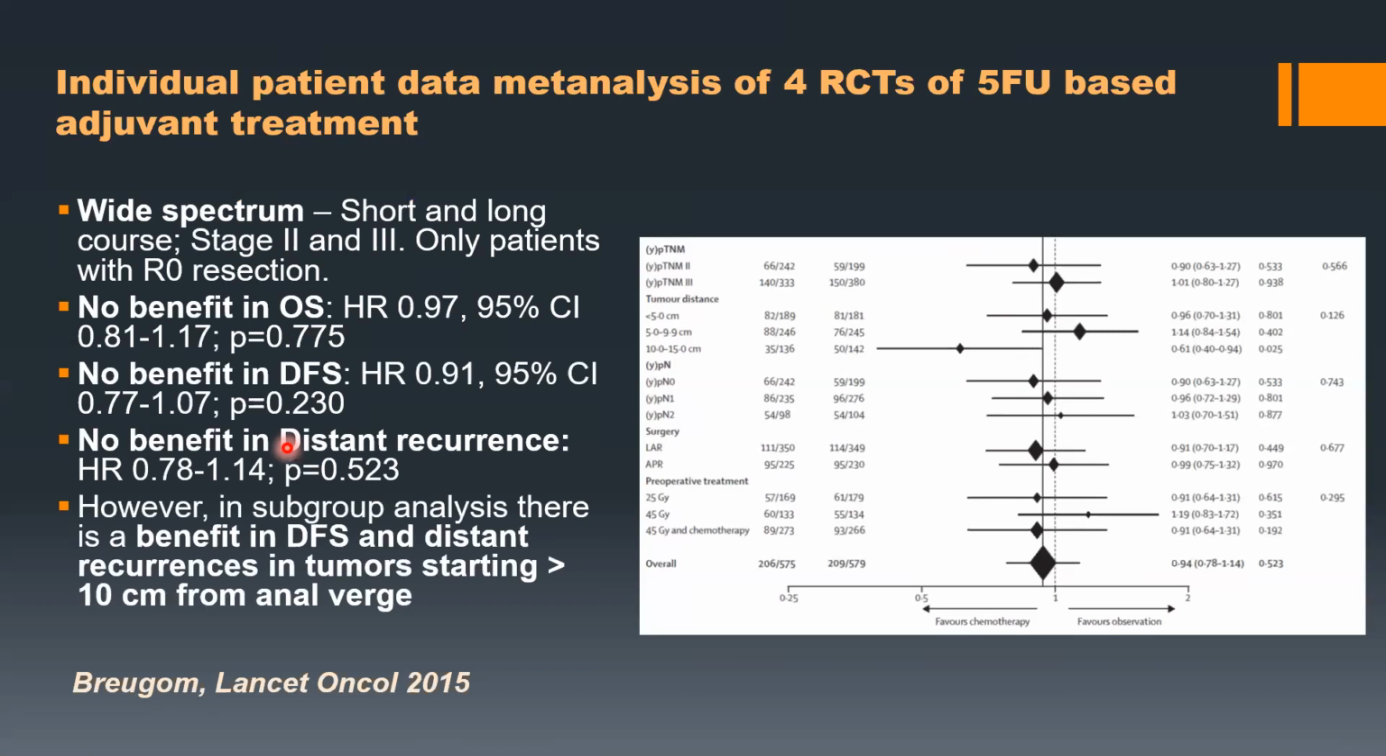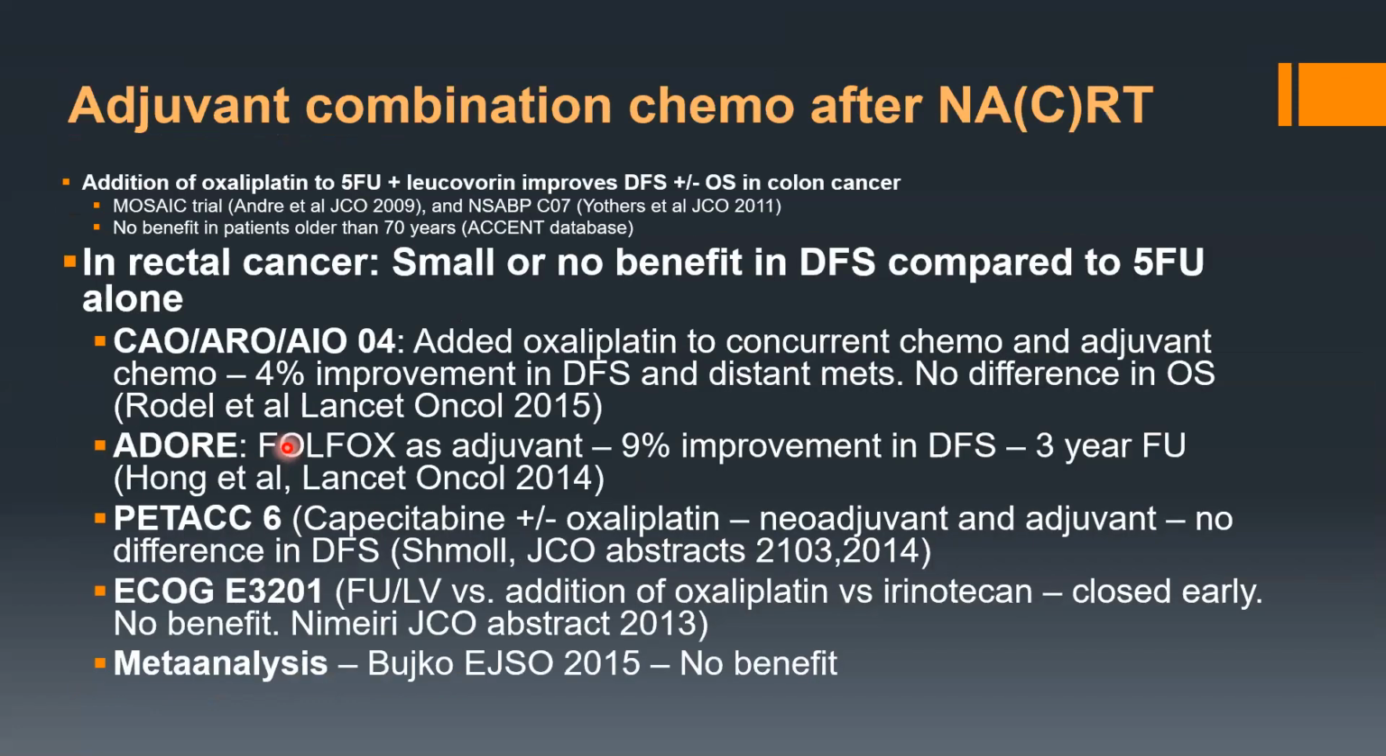So what this meta-analysis showed is that the overall benefit of adjuvant chemotherapy after neoadjuvant radiation or chemoradiation in rectal cancer is suspect. It is not very well proven, but it could be beneficial in a small subset of patients with higher rectal cancers. And another meta-analysis by Bucco analyzed whether doublet chemotherapy, the earlier meta-analysis was just single agent capecitabine or 5-FU. This meta-analysis looked at trials which had used doublet chemotherapy and found that there was no benefit even with doublet chemotherapy in the adjuvant setting.